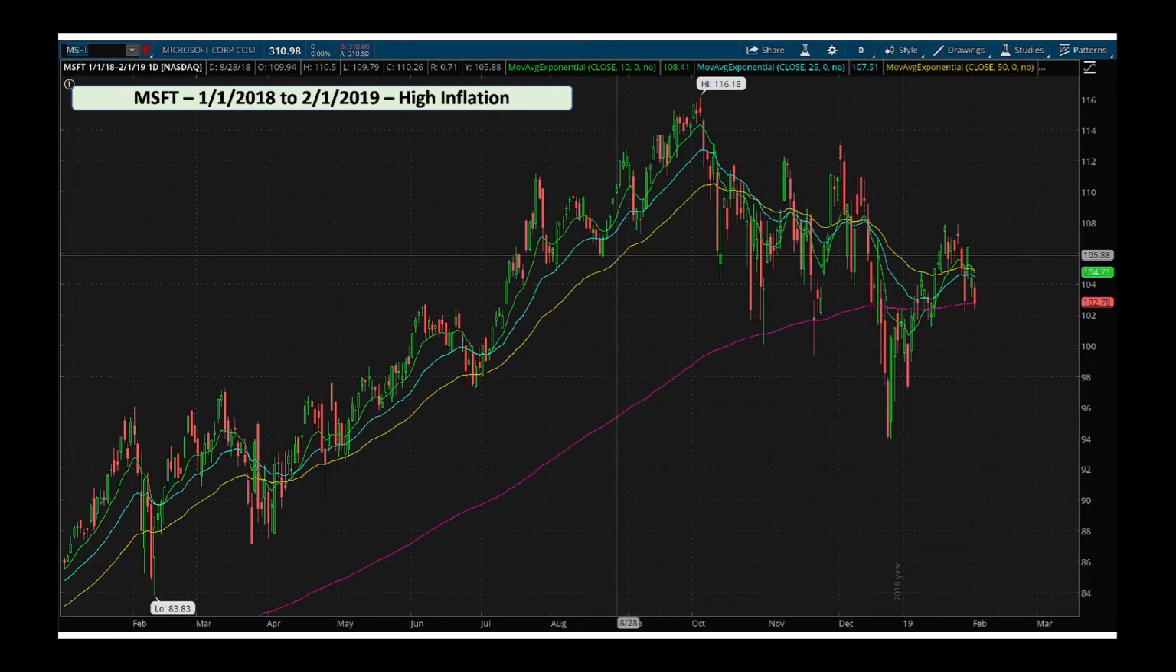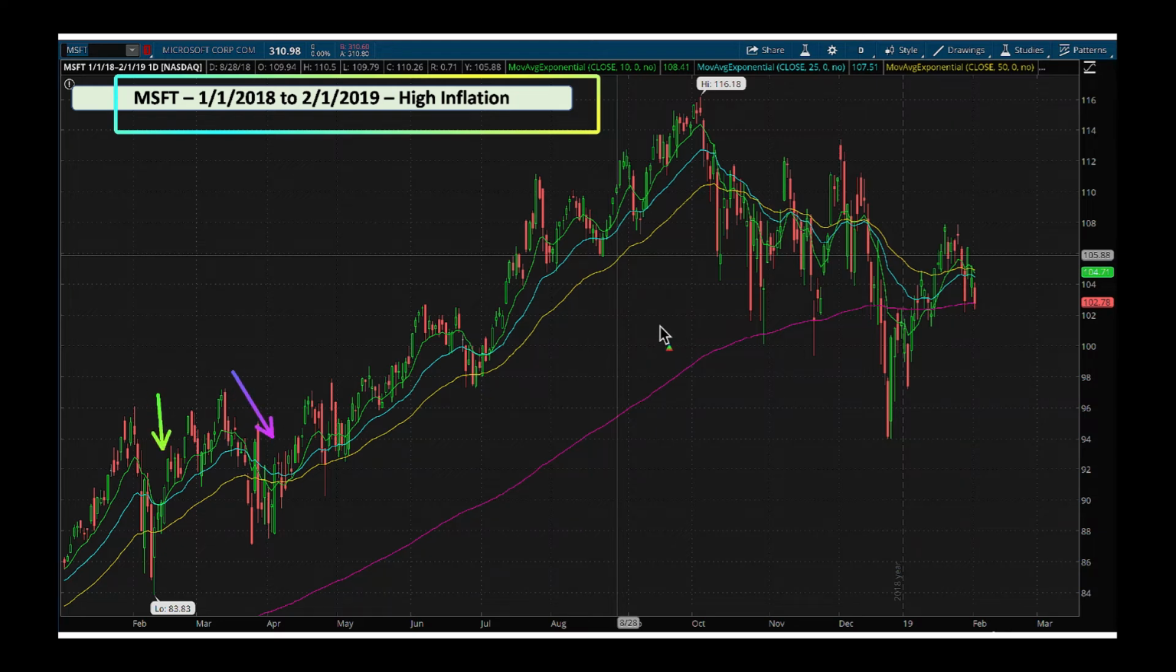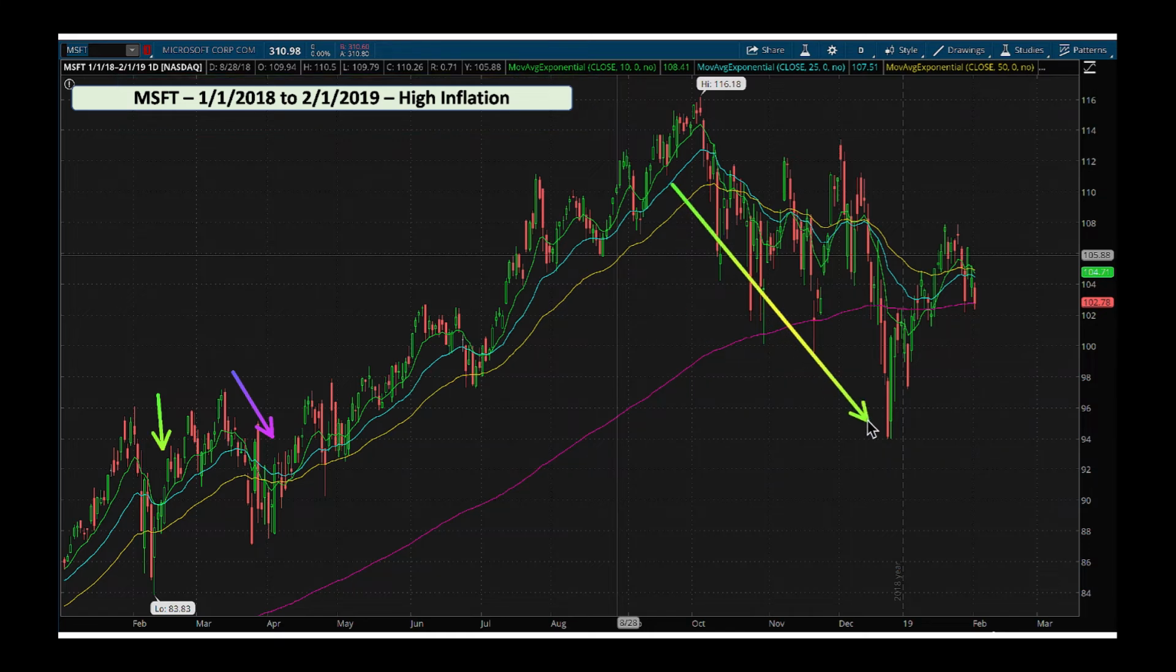And next, look at Microsoft here. We are looking at 2018 again, as you see here. This is Microsoft from 1/1/2018 to 2/1/2019, a high inflation environment. Look, Microsoft fared pretty okay here. They do have some good buying opportunities, as you can see. But overall, Microsoft fared pretty well compared to other names here. So Microsoft is also a good one to buy on the dips. Satya Nadella is really leading the company pretty well.